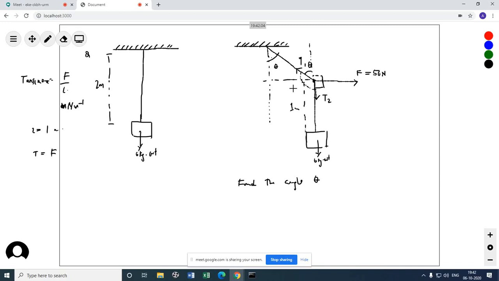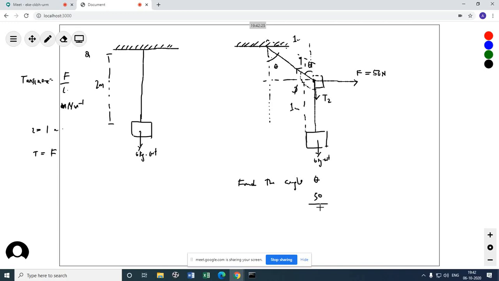So what can we do? We can do it in two ways. Shall we try with Lami's theorem? Let's see if Lami's theorem works properly or not. Okay? So let us name this as phi. And remember, I have told you, 1 meter means this length is how much? 1 meter only.